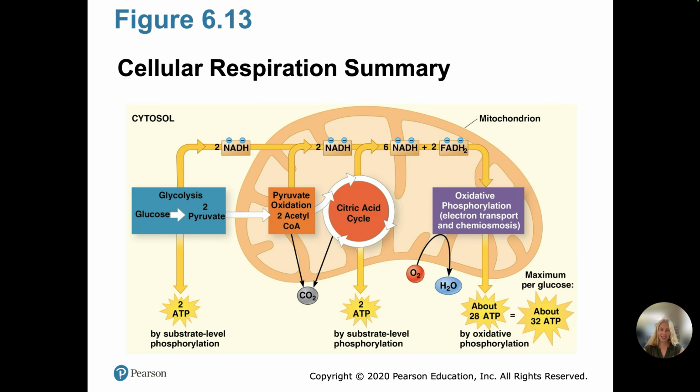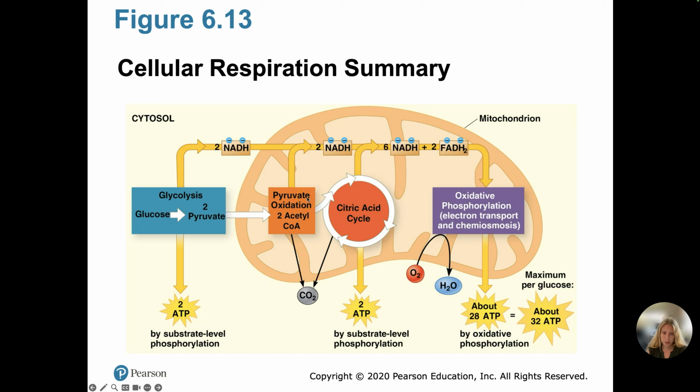So in summary, this is our last slide for this video. Cellular respiration occurs in 3 distinct phases. Stage 1 is glycolysis. Stage 2 is pyruvate oxidation and the citric acid cycle. And then stage 3 is oxidative phosphorylation, which includes the electron transport chain and chemiosmosis. We're going to quickly go through each of these. Glycolysis starts out with the reactant glucose, and it produces the product of 2 pyruvate molecules. 2 ATP are also produced by substrate level phosphorylation during glycolysis, and 2 NADH are produced in glycolysis, which get sent to the electron transport chain.